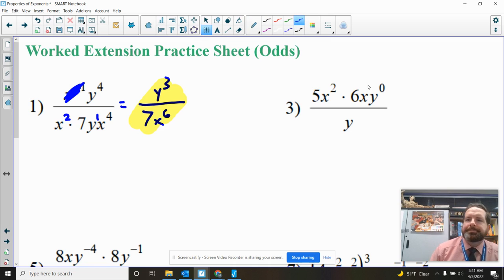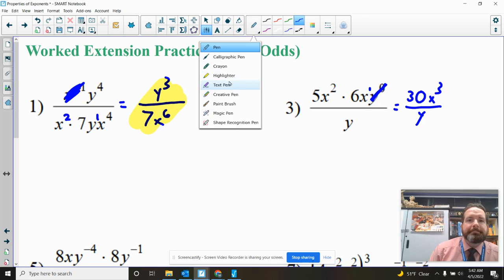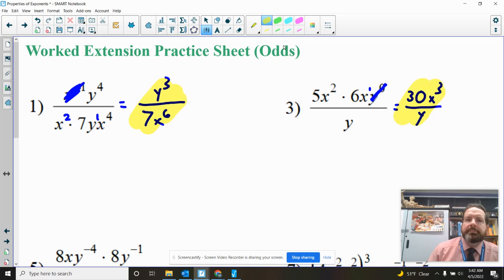Now for the second, y to the 0 just goes to 1. 5 times 6 is 30. X squared times x to the first is x to the third. And there's just a y that's left over on the bottom. Next up.